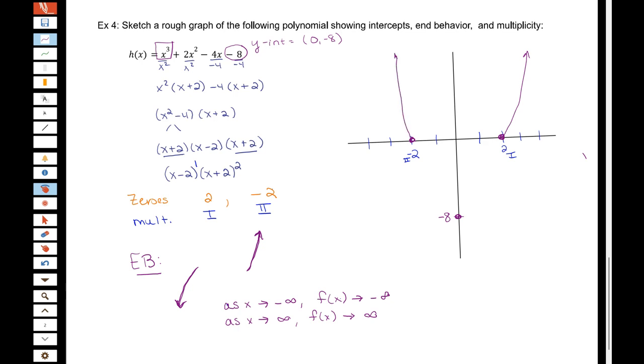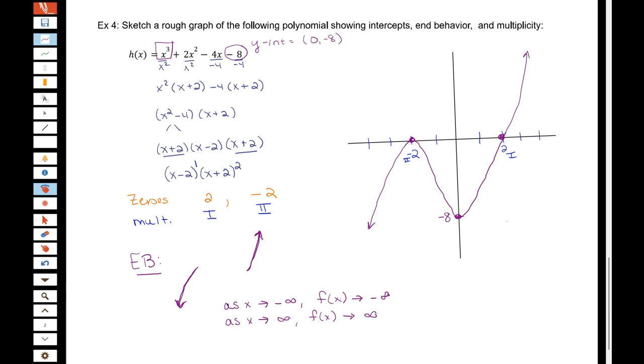Now, at -2, there's a bounce, so it's going to go back up. Oh, wait a minute. I drew it on the wrong side. I'm sorry. This one should be going down over here. That didn't make sense. That's why. So at -2, there's a bounce. It goes through my y-intercept of -8, and then here it goes through as just a slash because of the multiplicity of 1.